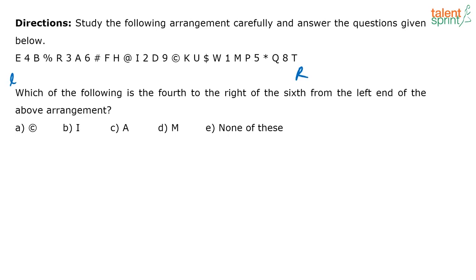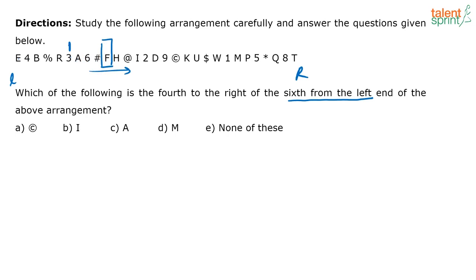Now, which of the following is fourth to the right of the sixth from the left end of the above arrangement? So first you have to find out which is the element which is sixth from the left end, and then you have to find out which is fourth to the right of that. So which is the element which is sixth from the left end? 1, 2, 3, 4, 5, 6. So this is the element which is sixth from the left end. Now fourth to the right of this is what? Right of this is on this side. Correct, on this side. So right of this, fourth to the right is 1, 2, 3, 4. So the element that we are looking at is F.